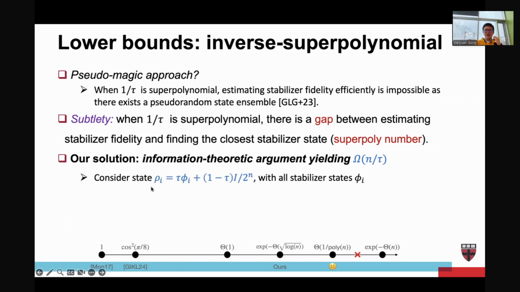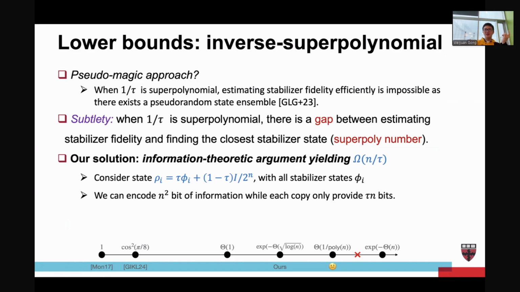We can roughly think about the ensemble rho_i equals tau times the stabilizer state phi_i plus 1 minus tau times the maximally mixed state. And this state will have tau fidelity with stabilizer states. We can encode n squared bits of information here, because there are 2 to the n squared different stabilizer states. But we can also show, if you just compute the von Neumann entropy here, that each copy can provide at most tau n bits of information. So this already means that the sample complexity lower bound for learning this ensemble is n over tau. So agnostic tomography for inverse super polynomially small tau is statistically difficult. And that's why we draw a cross here.